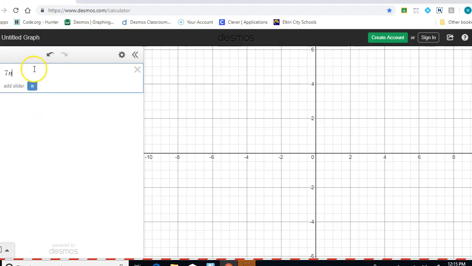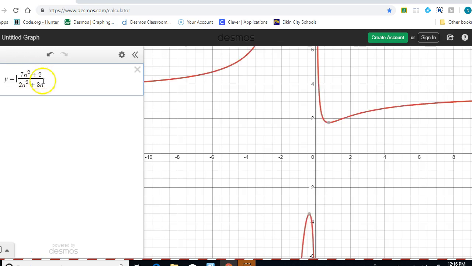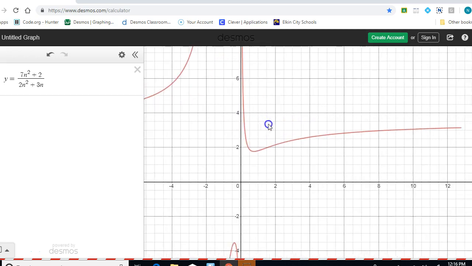Okay. So 7n to the second plus 2. Alright, I gotta do this. And then the other part is 2n to the second plus 3n. Okay, is that right? Okay. And I guess I probably should use x. Oh, no, this works. Okay. So we are looking at the value of this as x approaches infinity, right?